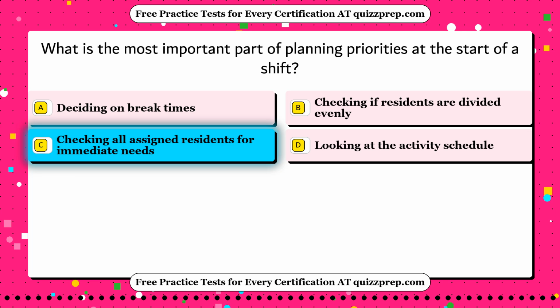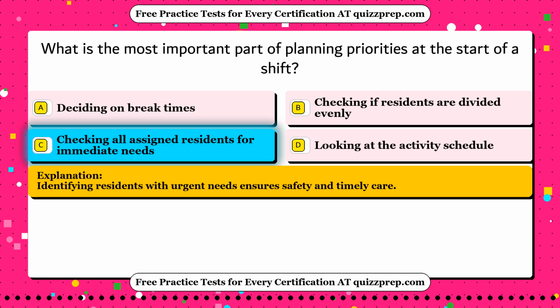The correct answer is option C. Checking all assigned residents for immediate needs. Identifying residents with urgent needs ensures safety and timely care.